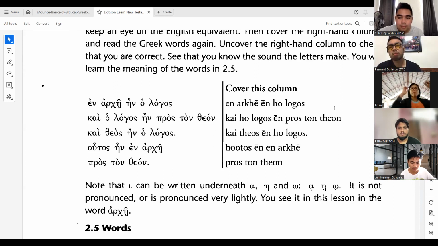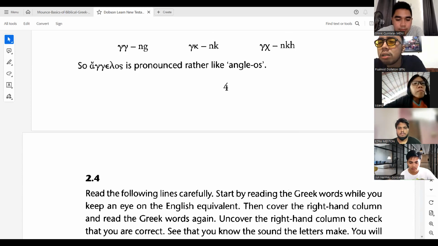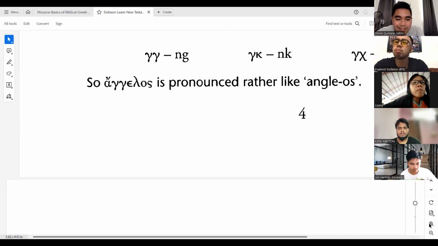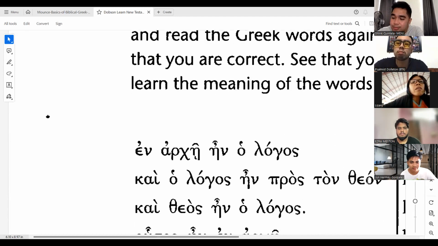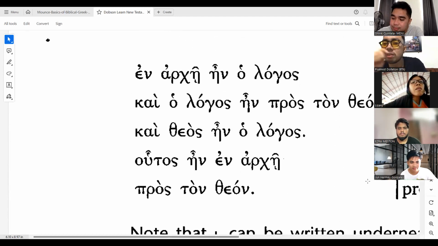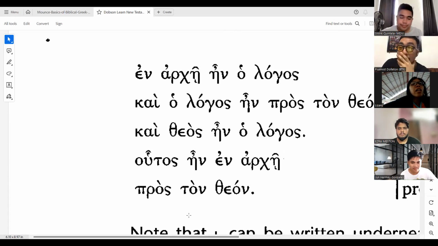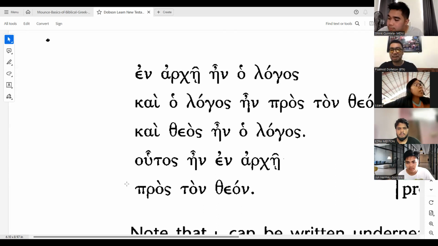And then here, we will try this one. As John Dobson says, cover this column. It's already trying to cheat. There, okay. There are 1, 2, 3, 4, 5, and there are five of you. Let's begin. Okay, we will begin.